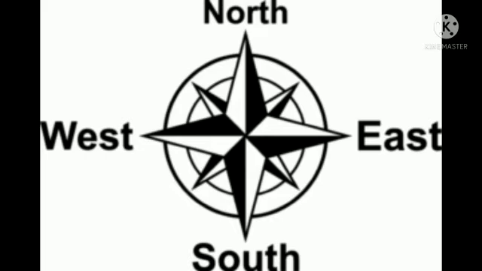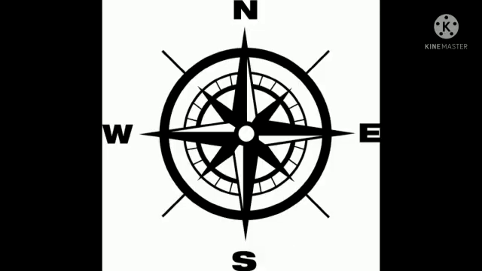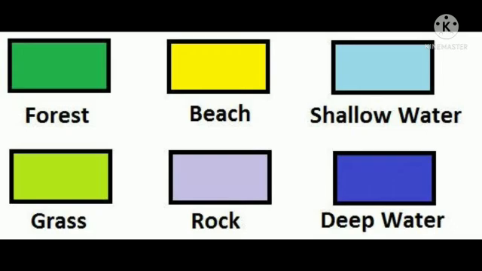In a map, the directions are extremely important. Maps are drawn using the four directions. They are north, south, east and west. On a map, east is always on the right, west on the left, north at the top and south at the bottom. Okay? Now next is colors.